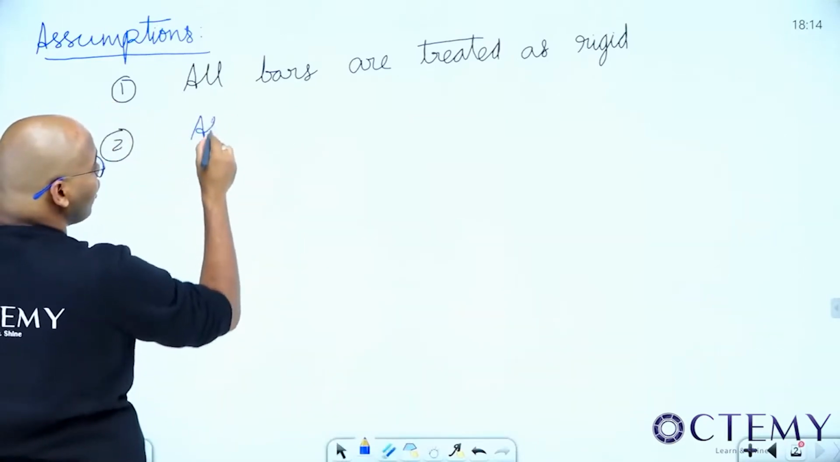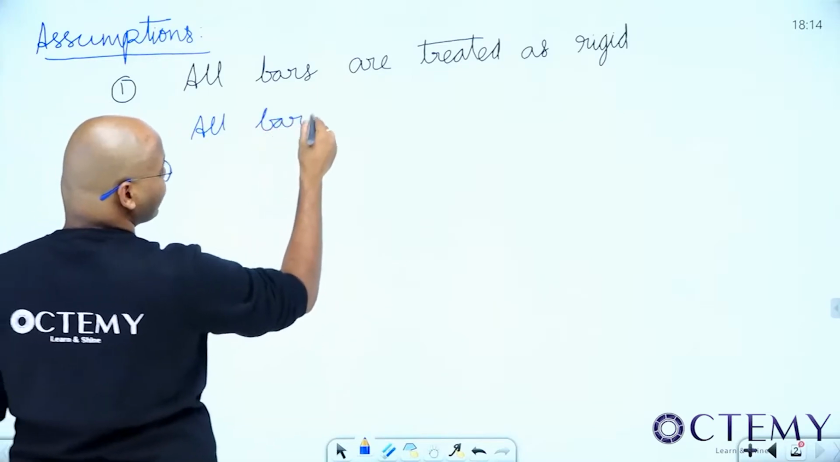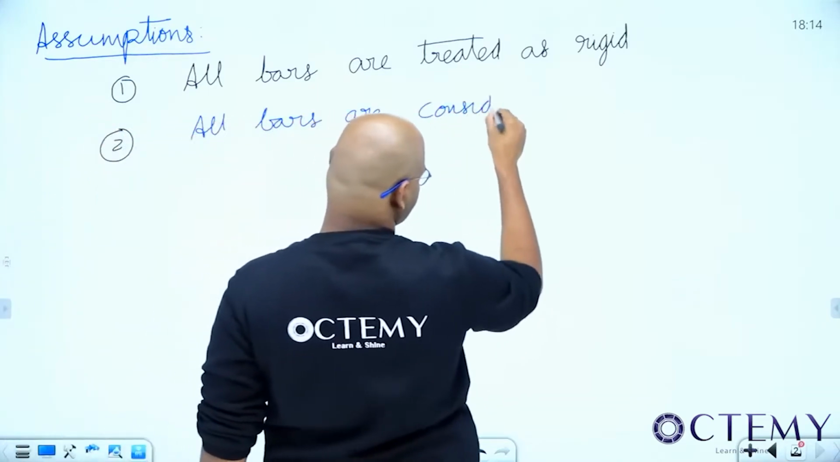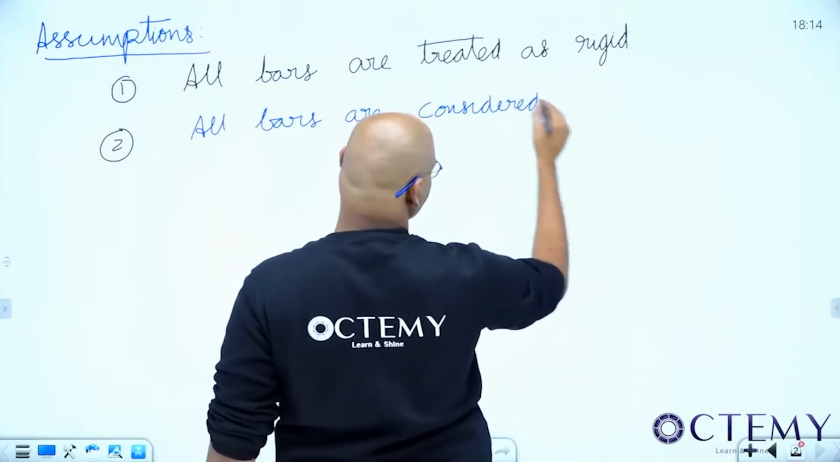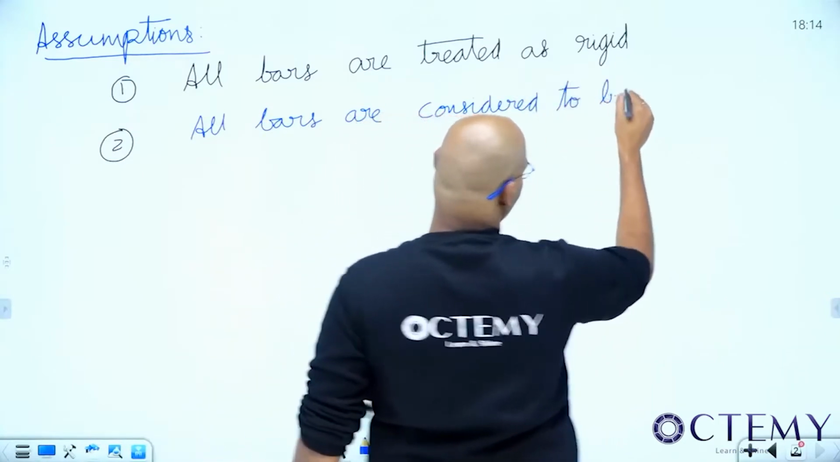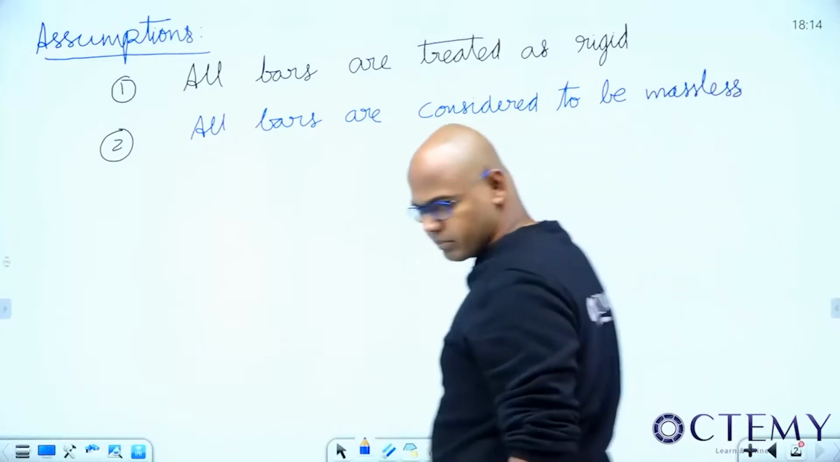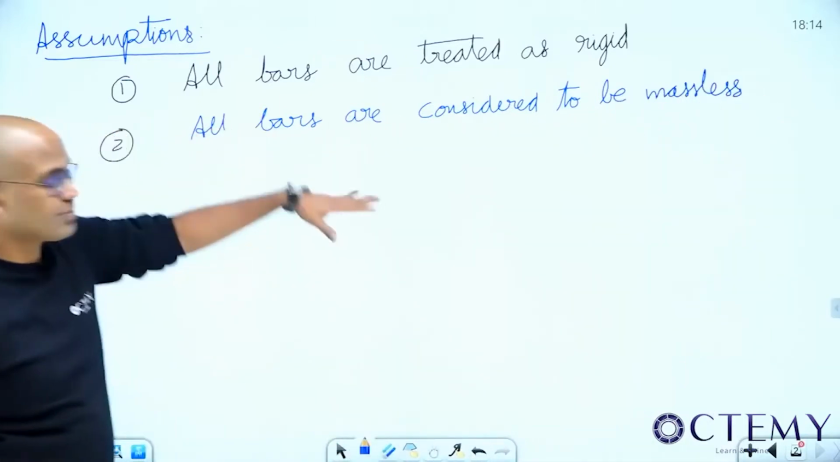Next, all bars are considered to be massless. Why am I considering them as massless?